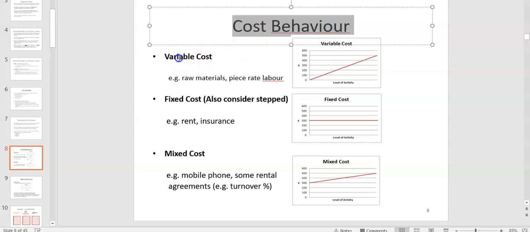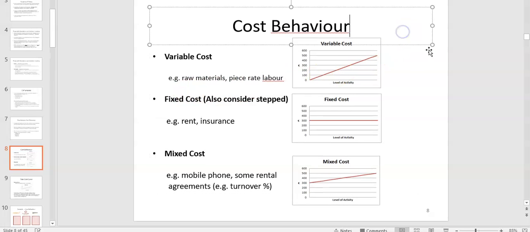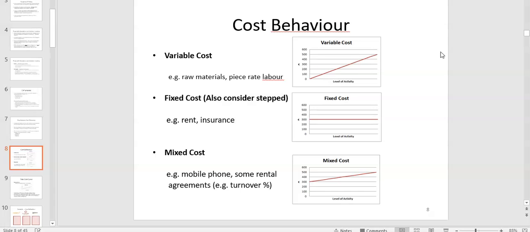A variable cost, as the graph shows, goes up in line with the level of activity. So the more activity you have, the more the variable cost goes up in that relationship. Now again, these are assumptions. Not every cost in a model is going to be exactly the same, right? But we're making model assumptions to make this work.